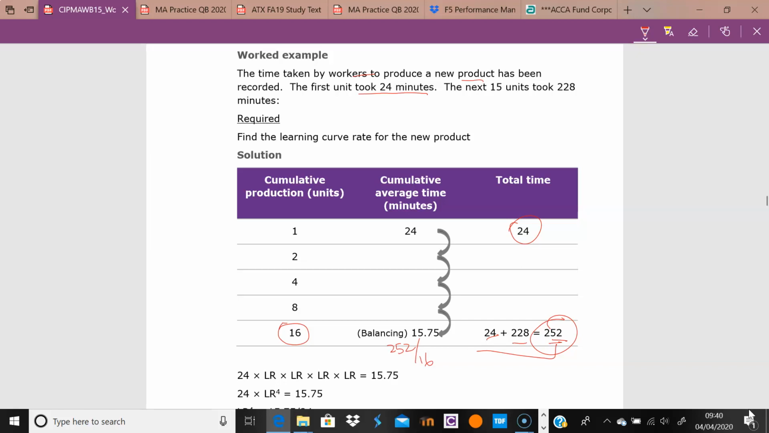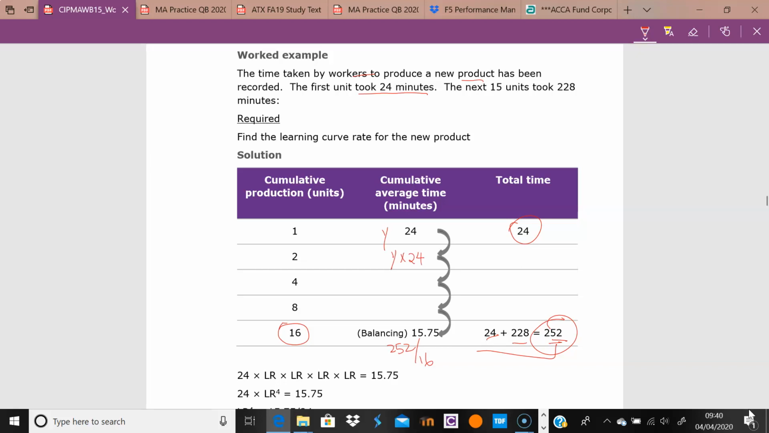And they're telling us there's a learning rate. So there's a certain percentage that I will call Y. I don't know, for example, right? I'm just going to call it Y. It doesn't really matter. So I will say that this is the same percentage every time. So the average time, if you like, to make 2 units is Y times 24.